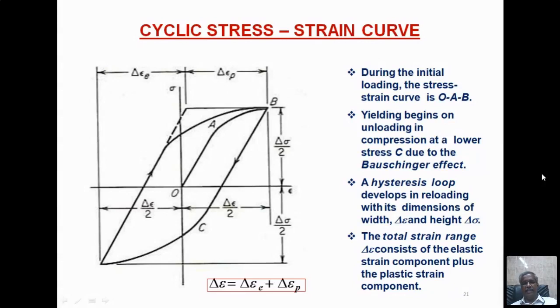So what is this LCF? Low cycle fatigue is strain control. The HCF, what is it? It's stress control. You are controlling the stress. Controlling stress means you are fixing the stress, 200 megapascal to 50 megapascal. Maximum stress is 200, minimum stress is 50 megapascal. You are fixing the stress.